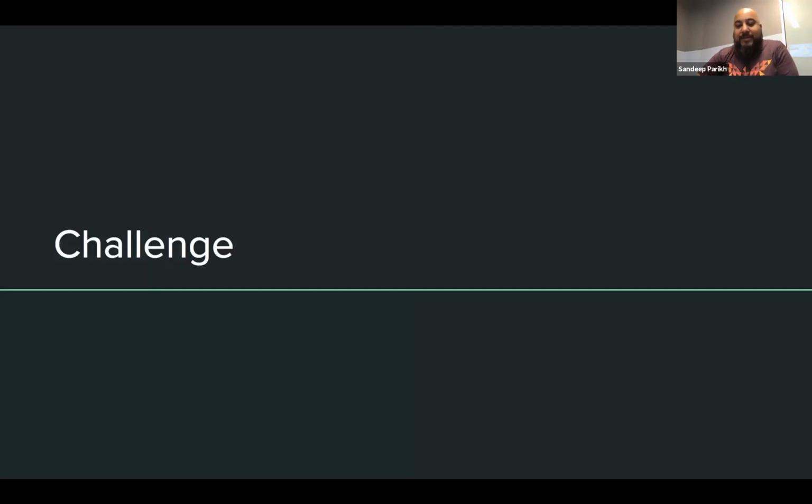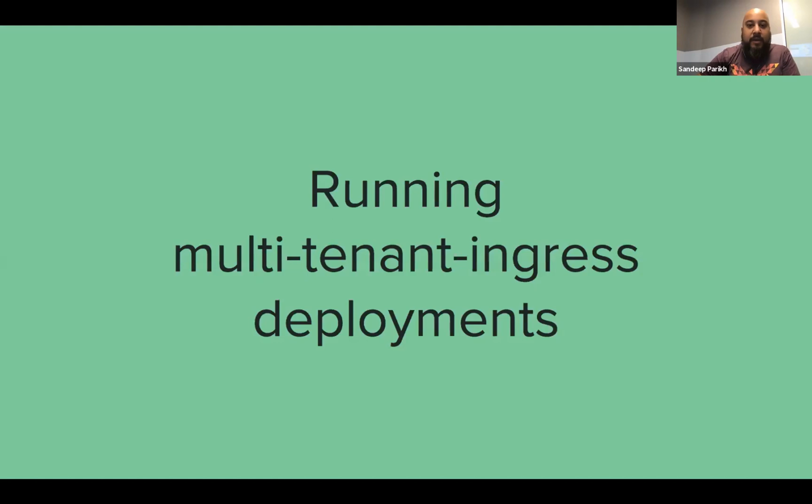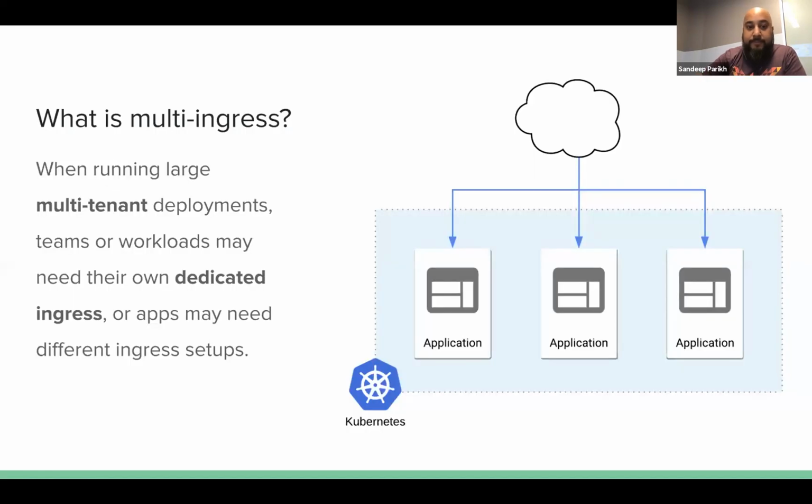So with that, let's start with the challenge that we're trying to solve for. What we're hoping to do here is figure out how to run multi-tenant ingress deployments within a Kubernetes cluster. So what do people usually think of when they think of multi-ingress? Well, oftentimes you've got large-scale Kubernetes deployments that are multi-tenant. That means lots of individual workloads, services, applications, and that could also be served by many, many teams.